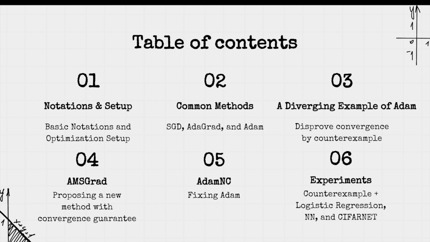And third, we show that Adam does not converge by providing a counterexample that Adam diverges. And fourth, since Adam does not converge in every scenario, we propose a new method with a convergence guarantee. And since a new method is proposed, we also want to fix Adam, since it is such a great framework. So we propose another algorithm, AdamNC, which is fixing Adam.